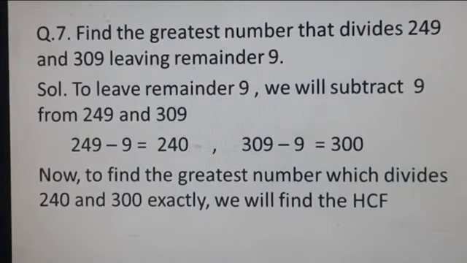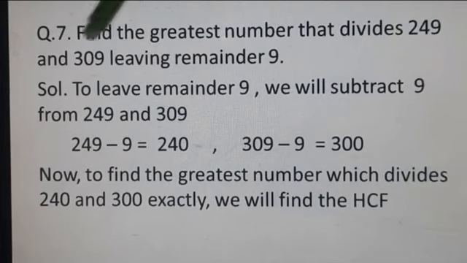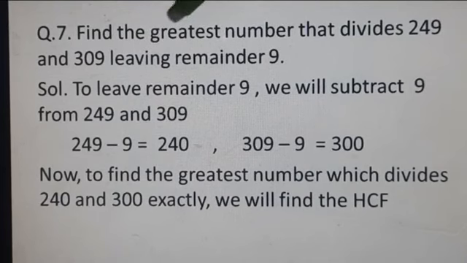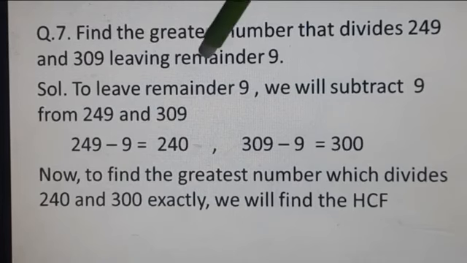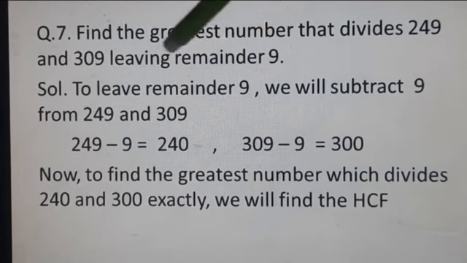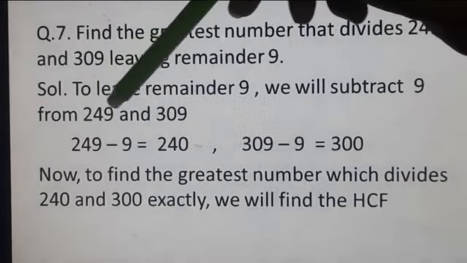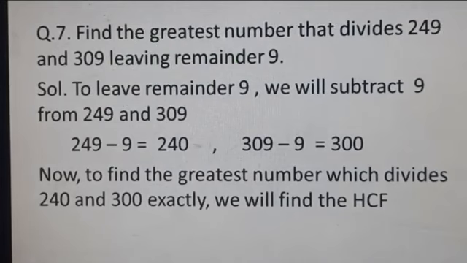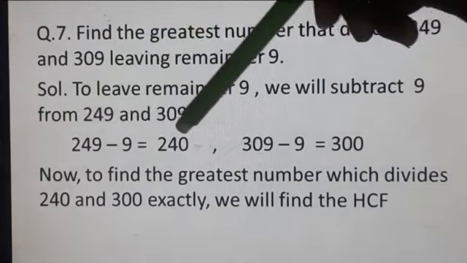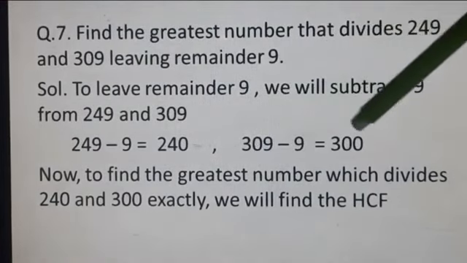Next question is question number 7. Find the greatest number that divides 249 and 309, leaving remainder 9. We have to find the greatest number that divides without leaving remainder. Means we have to find the HCF. Now the condition is there. Remainder should be left 9. So to leave remainder 9, we will subtract 9 from 249 and 309. The remainder that we have to leave, we will subtract it first. 249 minus 9, 240. 309 minus 9, 300.